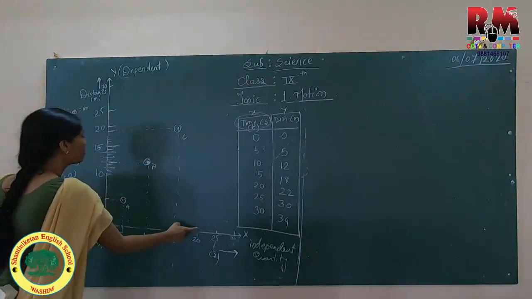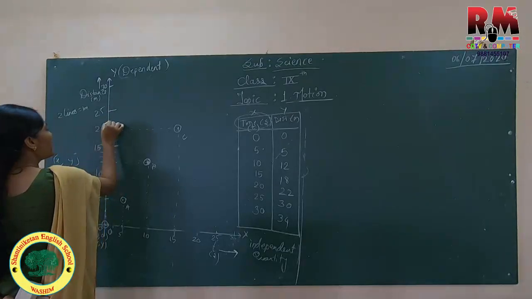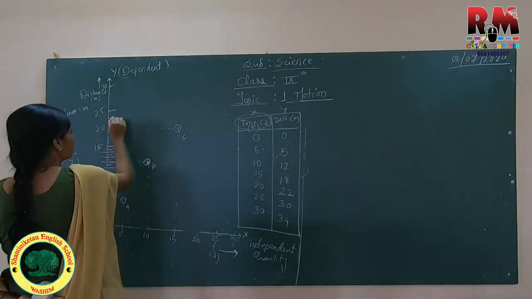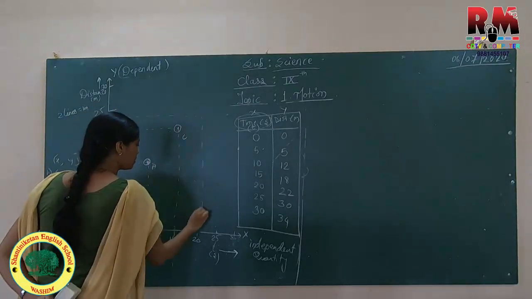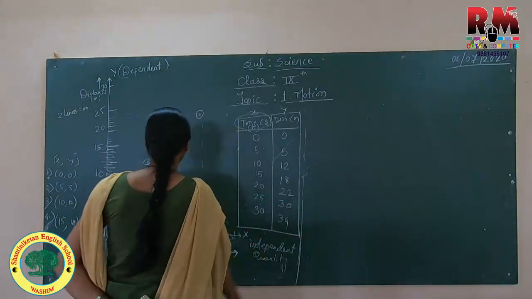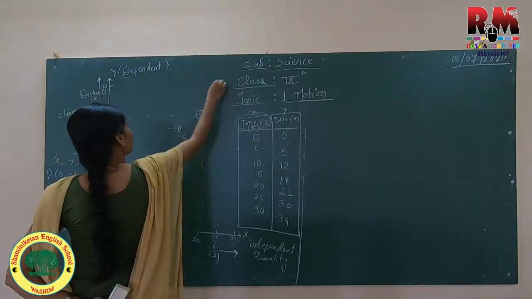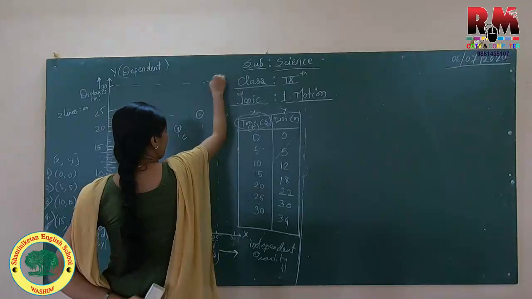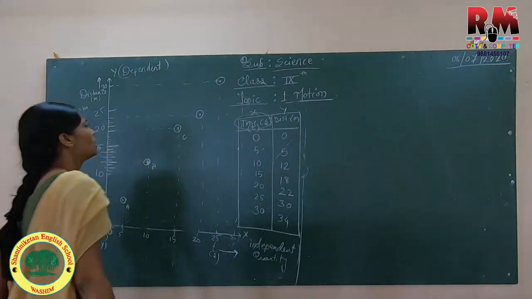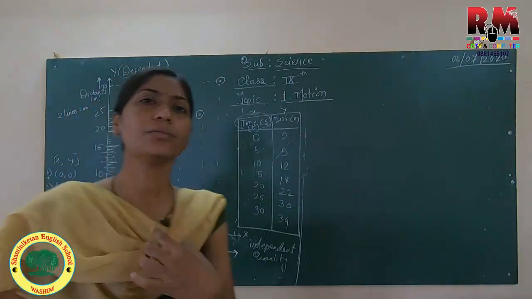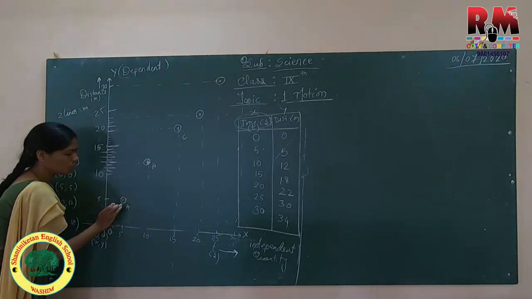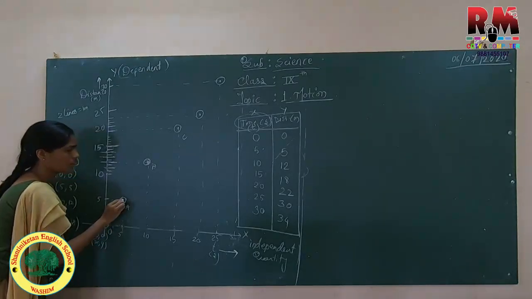Then 20, 22. Consider 20. This is 21. This is 22. I already said 2 lines will make 1 meter. So this is 22. Then 25, 30. At 25, it comes to be 30. And at 30 seconds, somewhere it is coming 34. So this is the graph. Now, is this graph uniform or non-uniform? How to check? Go on joining these points.